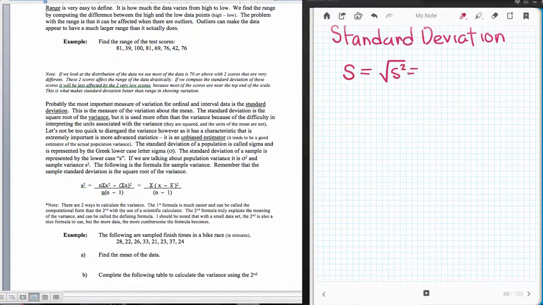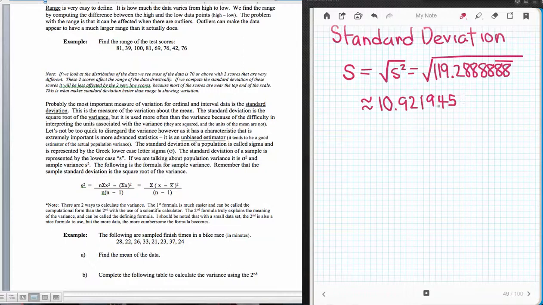But in order to get the exact answer, we need to take the square root of the exact variance. So the exact variance was 119.2888888888, and so on and so forth, right? So I want to take the square root of that answer, and that is going to get me approximately, and again I want to report that to 6 decimal places at least, 10.9219459 if I wanted to go out that far, but I'm just going to round it to there.